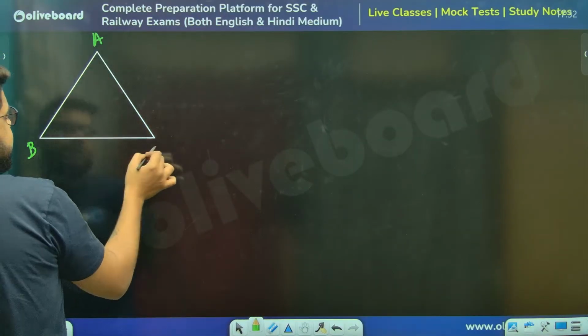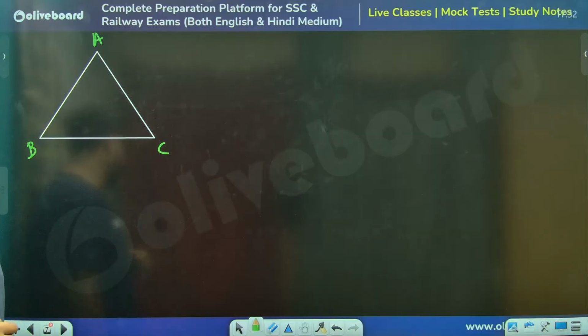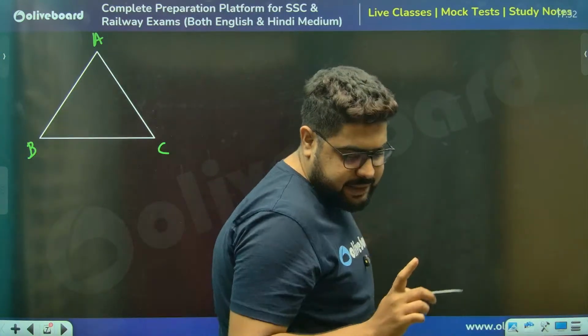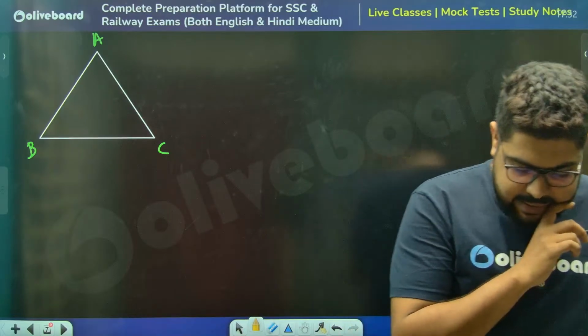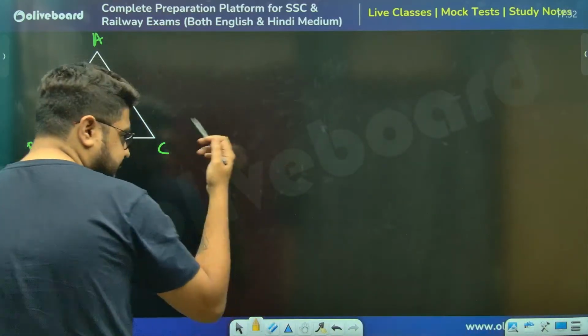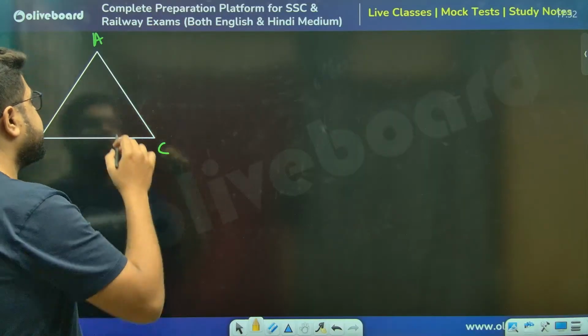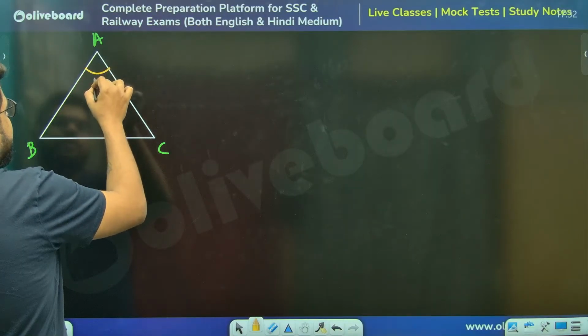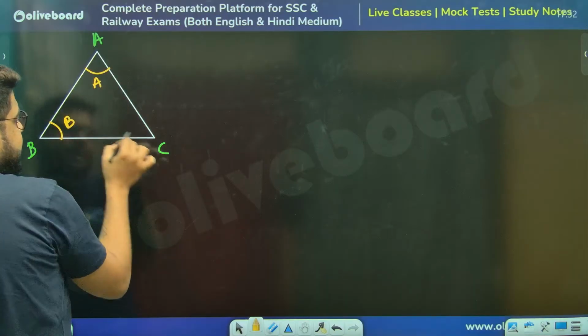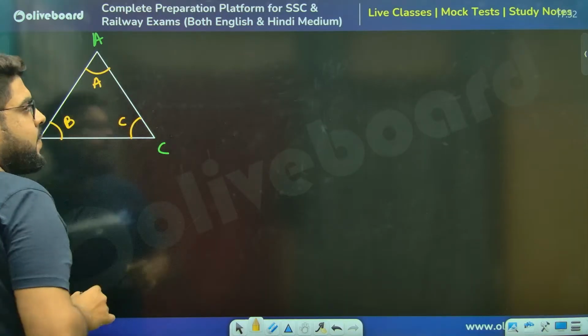If there is this triangle ABC, we will go back to the question. Just understand this, a very important thing, a little advanced stuff. This angle is always called A using the name. This angle will be B. This angle will be C.